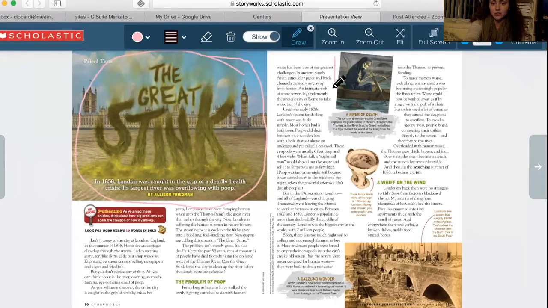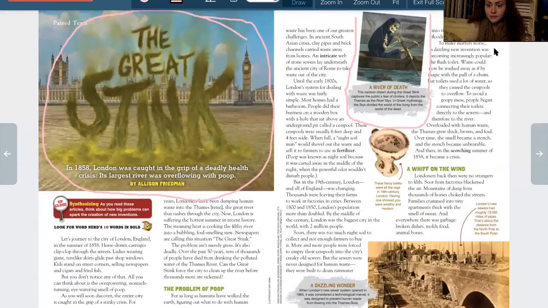This is an illustration and it actually goes along with a caption here. So let's talk about this. It says the river of death. Let me see if I can make it full screen again. There we go, so it's a little bit bigger for you. River of Death. The cartoon drawn during the Great Stink captures the public's fear of cholera. It depicts the Thames as the river Styx. In Greek mythology, the Styx divided the world of the living from the world of the dead.